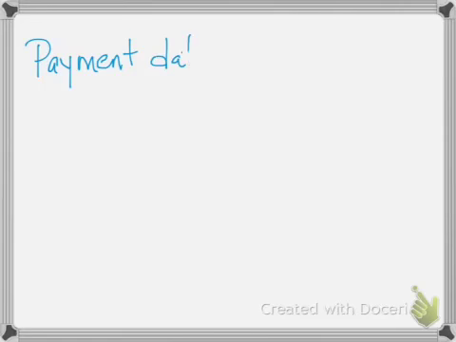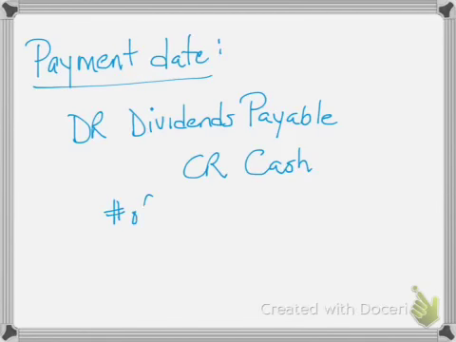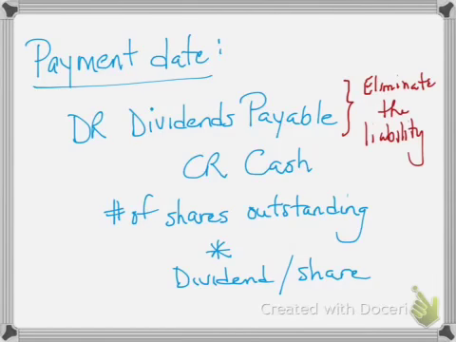And then we've got the payment date, and that's the date we're going to settle the liability. That's why we're going to debit dividends payable, and we're going to credit cash. And again, the dollar amount is always the number of shares outstanding times the dividend per share, right? And that's the date we eliminate the liability. And that's what's required to record dividends.